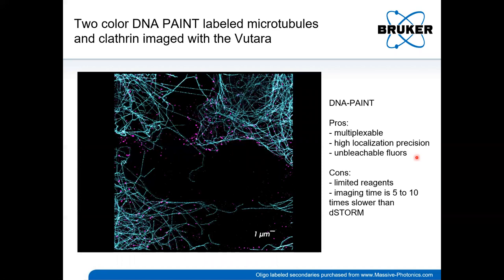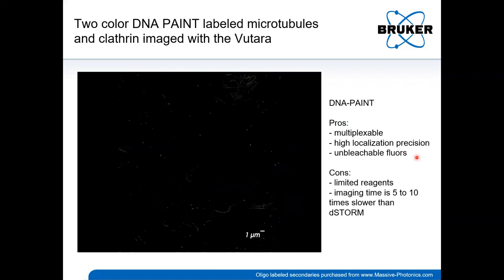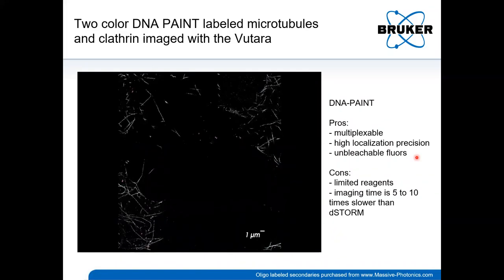To extend the method further, we imaged 2 color DNA-PAINT samples on the Vutara. Here's an image of microtubules and clathrin, demonstrating that PAINT multiplexing is possible using the Vutara system. These samples were also labeled with oligos from Massive Photonics. And here's a scan through of that sample.